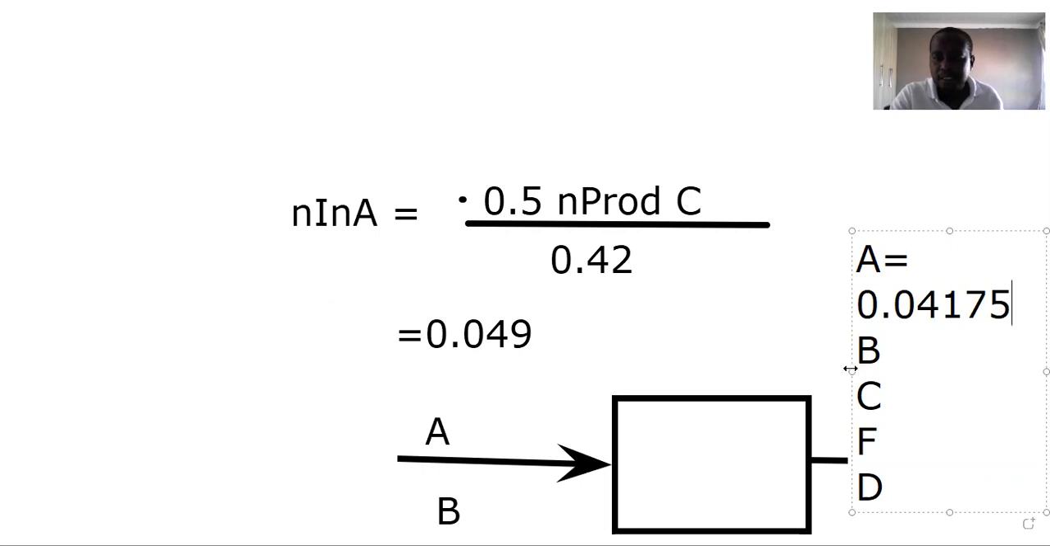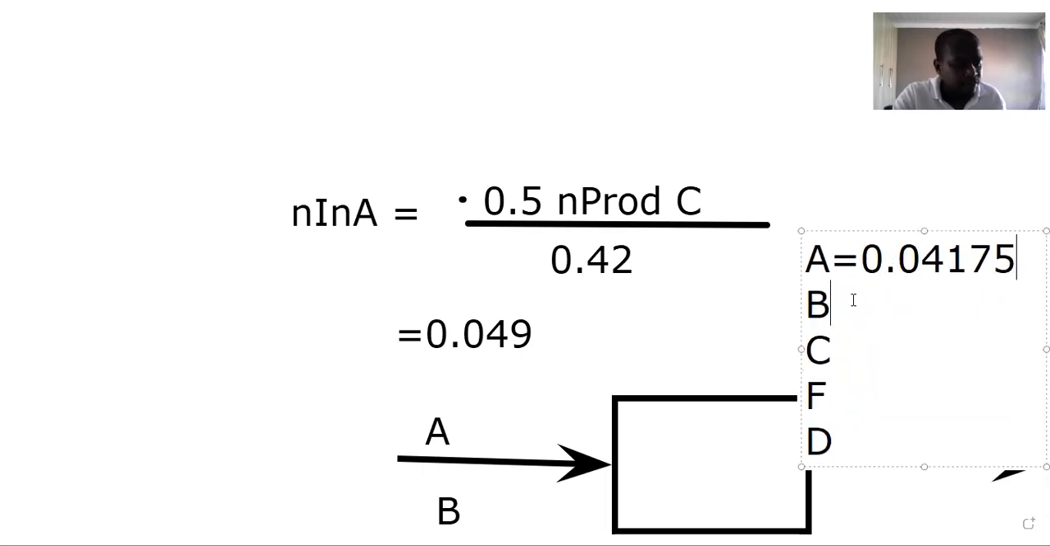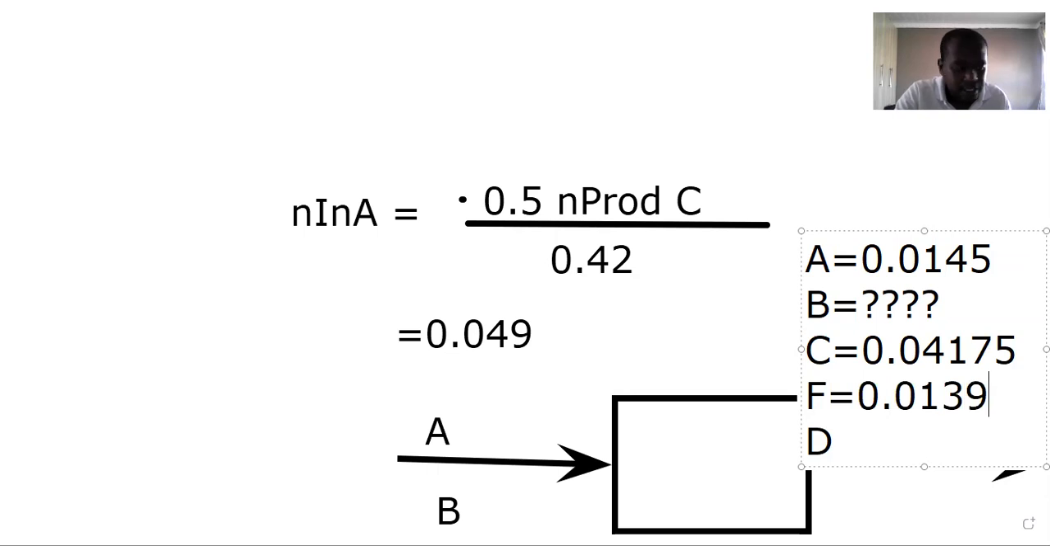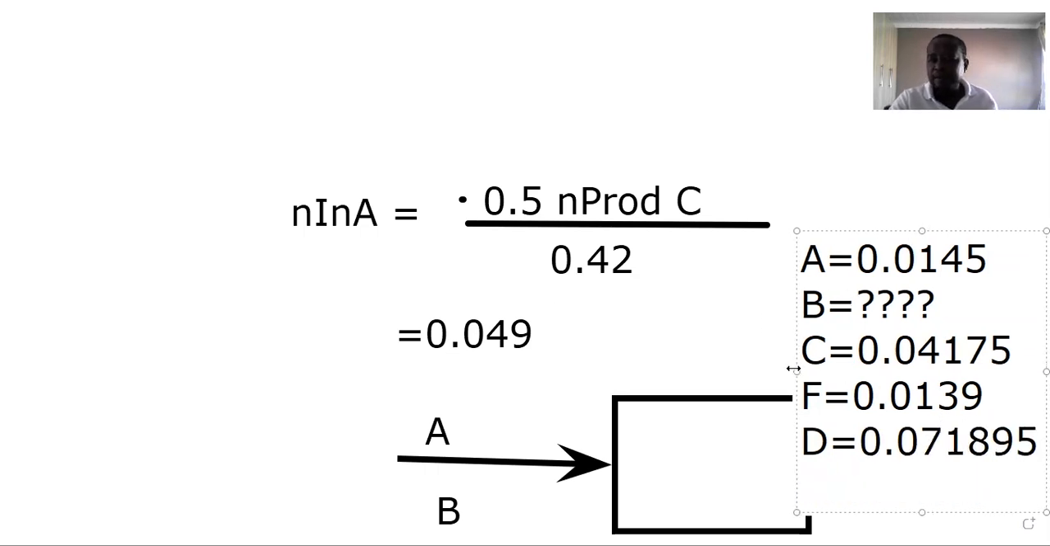Let's just make some space here. And then I've got a B. I'm going to put a question mark. We'll discuss that when I'm done giving you the other values. This is your homework, to go and try to calculate this yourself. Sorry, A is actually 0.0145, then C is 0.04175, and F is 0.0139, then D was 0.071895. Now, why did I put a question mark on B?